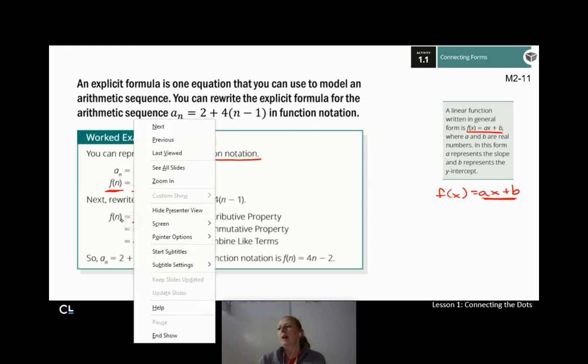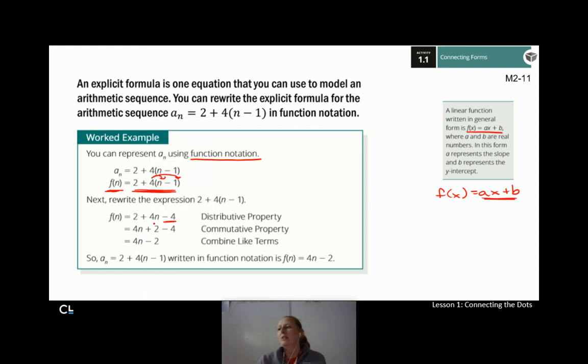Wait though. I have like terms. Check that out. I've got a positive 2 and a negative 4. Well, 2 minus 4 gives me a negative 2. So now I have 4n minus 2. So instead of a sub n equals 2 plus 4 times n minus 1, it turns out you can take this arithmetic sequence, do a little distributive property, and combine your like terms, and you now have it in function form. f of n equals 4n minus 2.